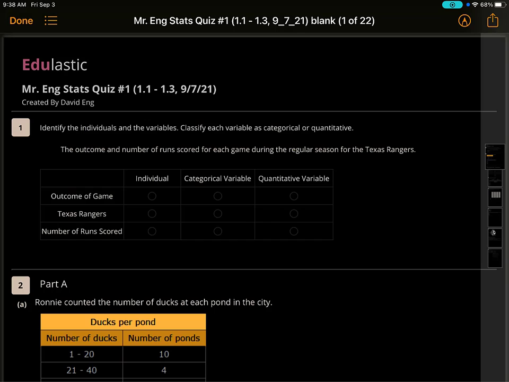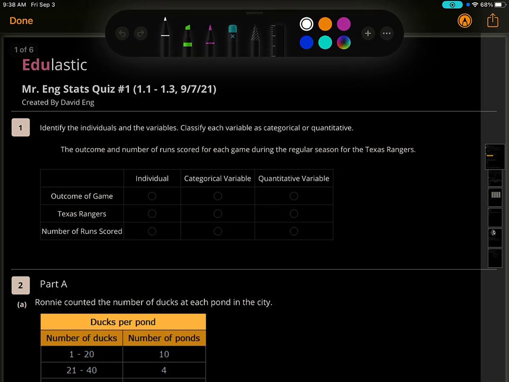Question number 1. Identify the individuals and variables. Classify each variable as categorical or quantitative. The outcome and number of runs scored for each game during the regular season for the Texas Rangers. They are a baseball team, so we're talking about baseball. If you don't know about baseball, then hopefully I gave you a little bit of help.